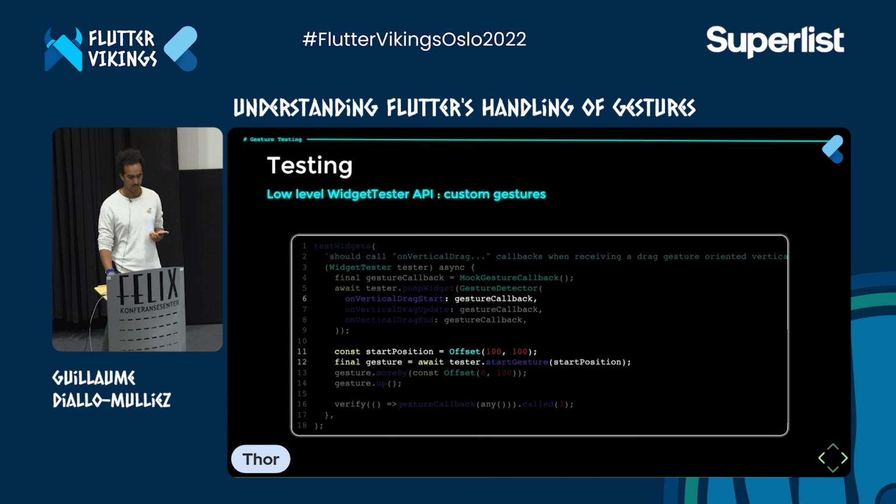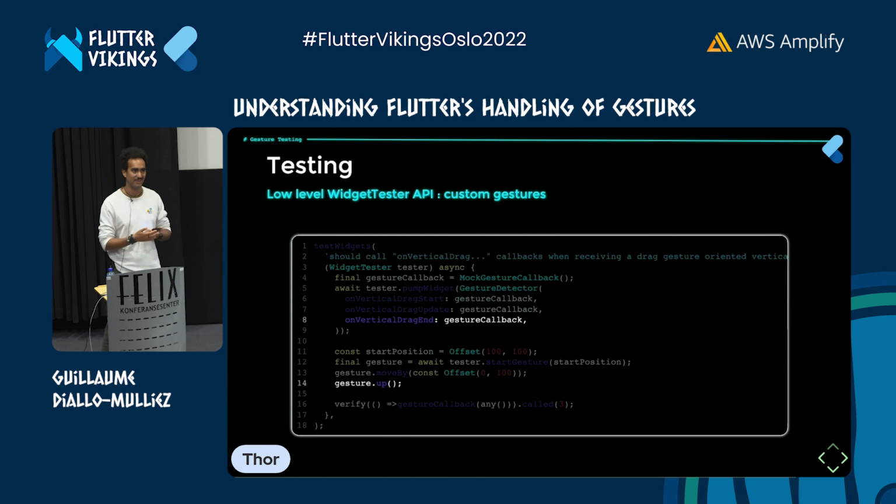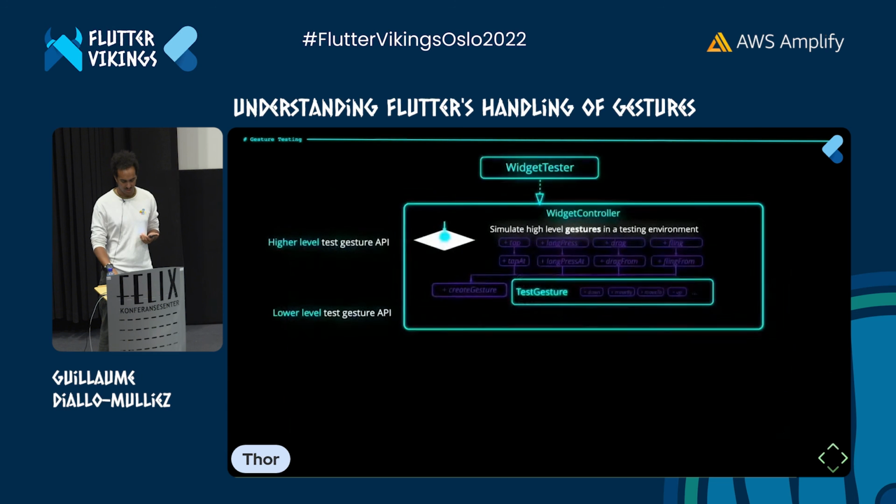One when we call start gesture, because this is where the gesture goes down. One when we move by a certain amount of pixels, and then one when we call up. This is because I put 3 times the same callback, but I could have several callbacks and test it anywhere I want here. So that's really nice because I can really emulate and mock any kind of gestures with that simple API.